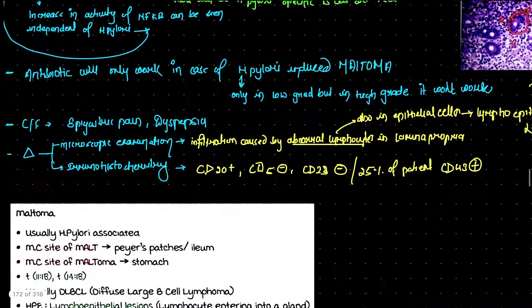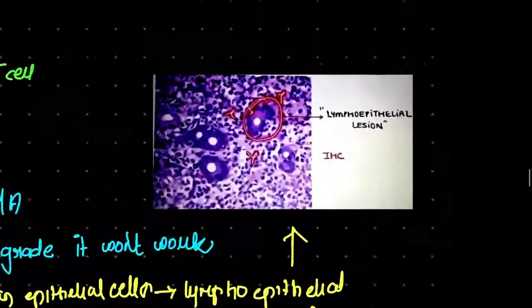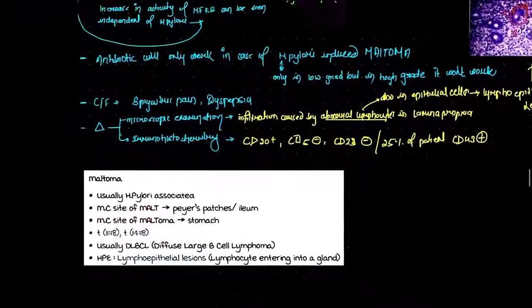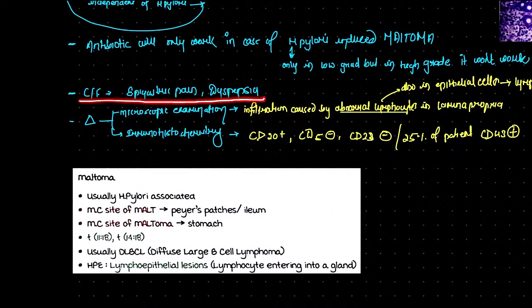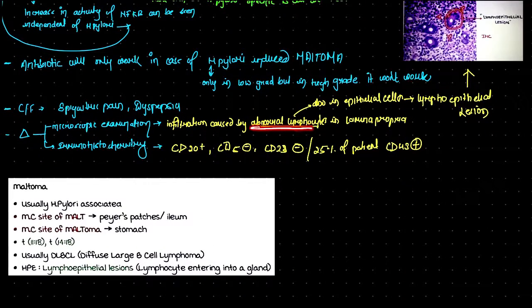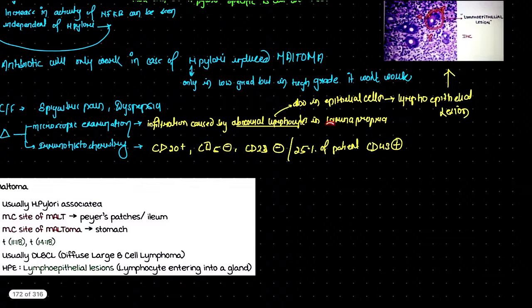Okay, as we have already mentioned, in the mucosa there will be lymphocyte aggregation, right? Now talking about the clinical features, it will present with epigastric pain and dysphagia, right? And talking about diagnosis, we will look toward microscopic examination, and in that examination we will see infiltration by abnormal lymphocytes in the lamina propria, right? Lamina propria.